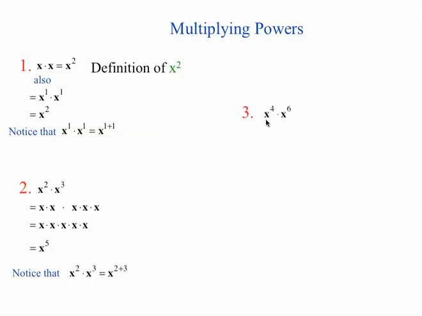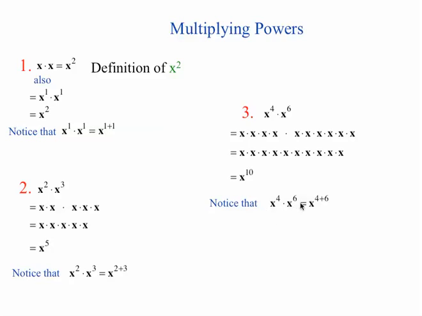Here's another example. x to the 4 times x to the 6. x to the 4 is 4 x's multiplying each other, x times x times x times x. x to the 6, 6 x's multiplying each other. Altogether we have 10 x's multiplying each other, which is x to the power of 10. And notice that x to the 4 times x to the 6 is the same as x to the 4 plus 6.